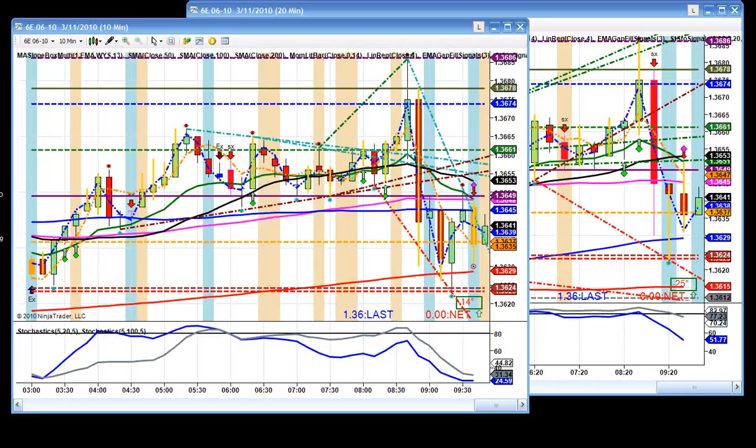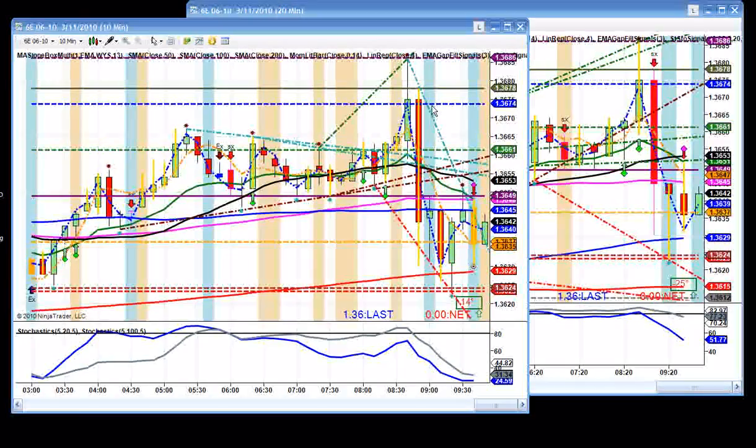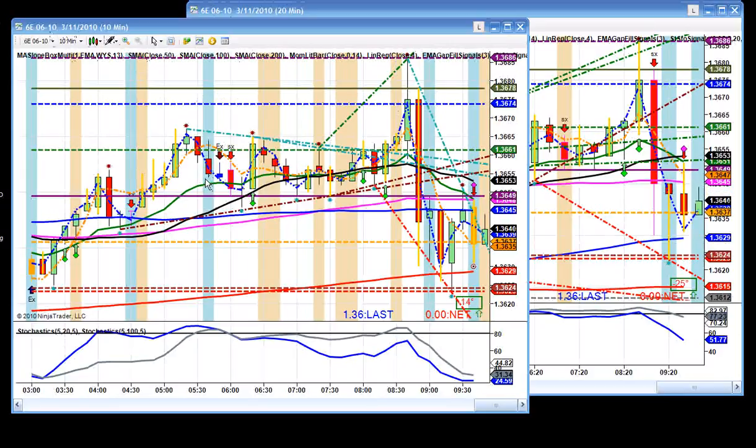Now just as I've said before, in the earlier videos, you can use the 1 minute and the 3 minute for making your entries, and you should have something like the 10 minute and a 20 minute on an external monitor to give you an expanded view, and I'll go into that in more detail. I'm presently using the 6E market, but as I've said before, you can do this with any market. You can also use a 5 minute and a 10 minute, but I'm going to use the 10 minute and 20 minute for this example.